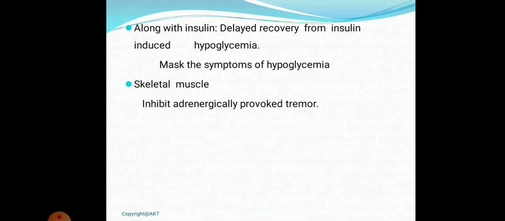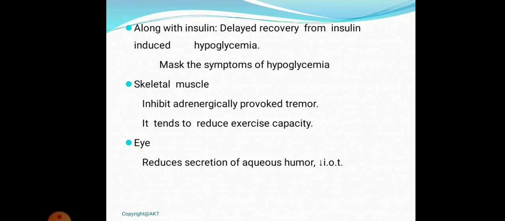Effect on skeletal muscle, it can inhibit adrenergically provoked tremor and it reduces the exercise capacity because of decreased glucose supply. Effect on eye, reduces the secretion of aqueous humor and decreases intraocular tension, useful in glaucoma.